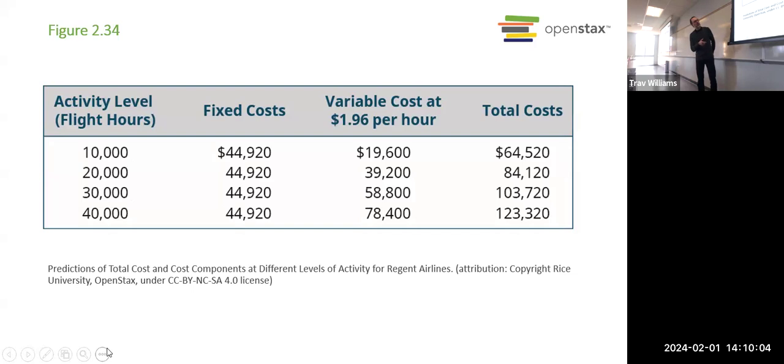All right, so using the formula we had just come up with, we could say if there were 20,000 hours, we would take our fixed costs, which we see always stay the same. We would take the variable cost per unit times the number of units to get the total variable cost, add fixed plus variable, and we get our total cost, right?